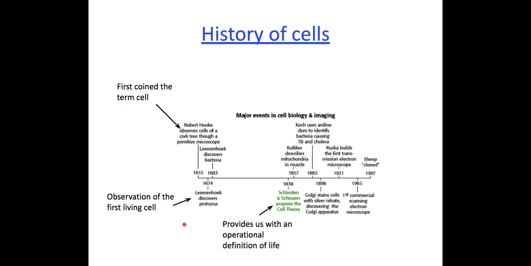To 1674, when the observation of the first living cell was ever discovered through the discovery of protozoa. To 1838, when the cell theory was formulated, which provided us with an operational definition of life. All the way till 1997, when Dolly the sheep was the first ever organism to be cloned.